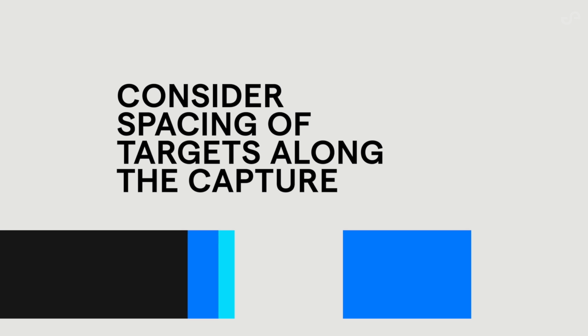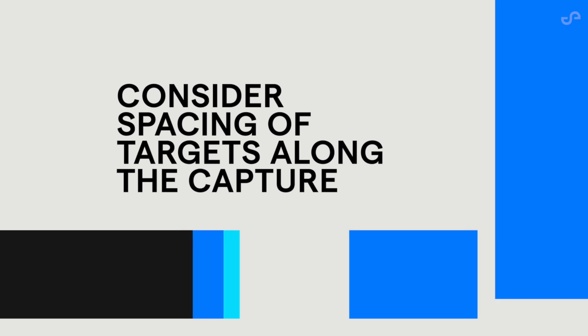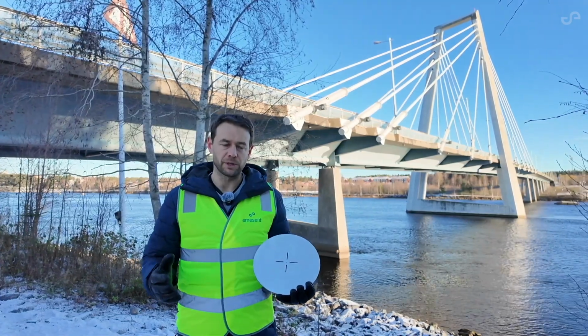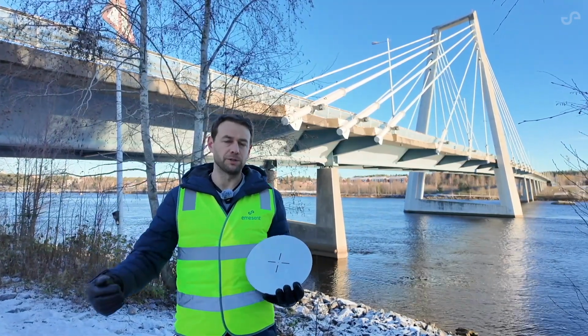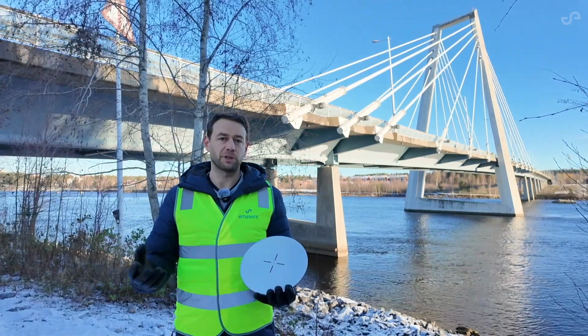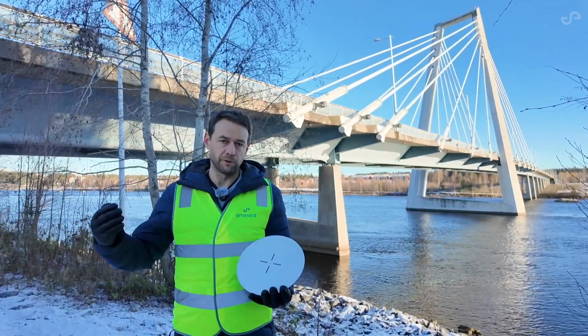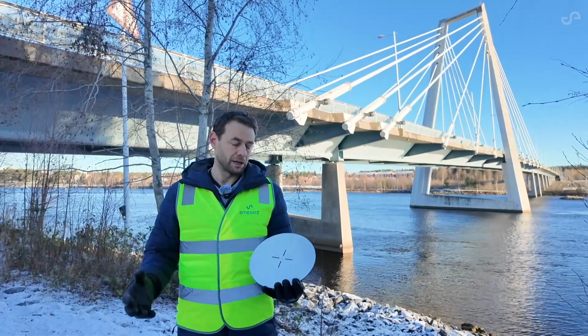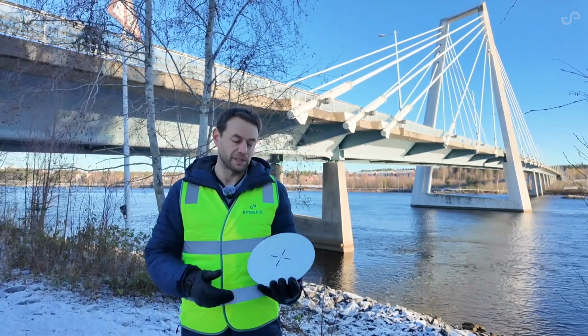Now, the spacing of the targets along your capture is important. Ideally, we want to have a ground control point every 40 meters or so to ensure that you don't accumulate too much drift within your scan. It's important to note also in feature-rich environments, you could possibly space them a bit further apart, and in feature-poor or feature-less environments, it could be good to have them closely spaced together.